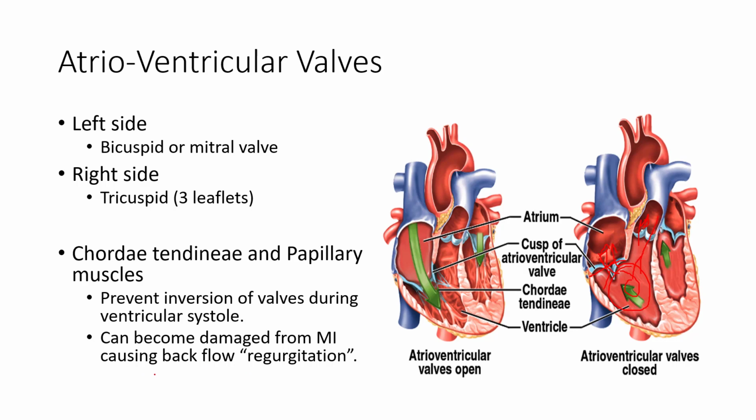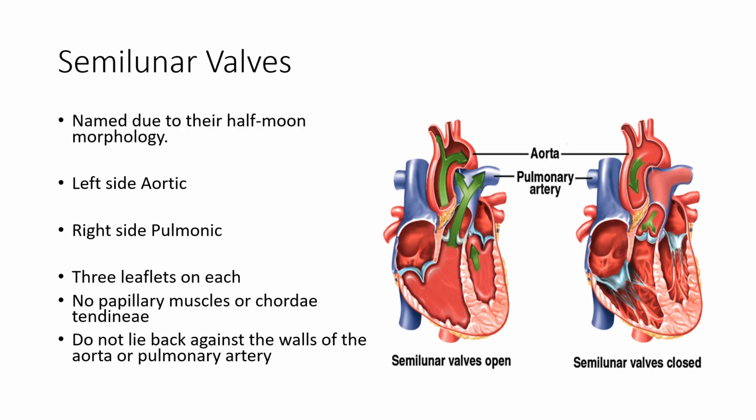And actually what can happen after an MI, if you got a really large septal MI, sometimes you can get death of the papillary muscles, and you end up having a little bit of regurgitation. You get some blood back. These valves aren't as strong.